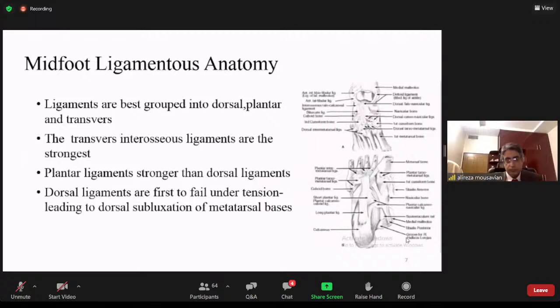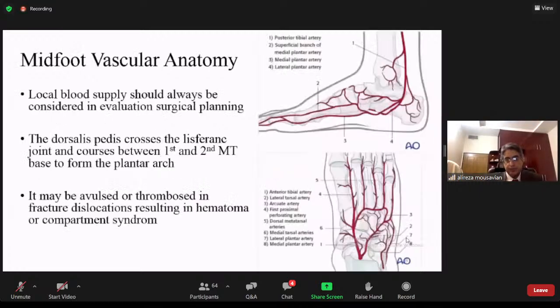Besides bony anatomy, ligaments are crucial in maintaining midfoot stability. Ligaments can be grouped into dorsal, plantar, transverse, and interosseous ligaments. The transverse interosseous ligaments are the strongest ones. As a rule, plantar ligaments are stronger than dorsal ligaments, so under tensile load, dorsal ligaments are first to fail, and dorsal subluxation of the metatarsal base is more common.